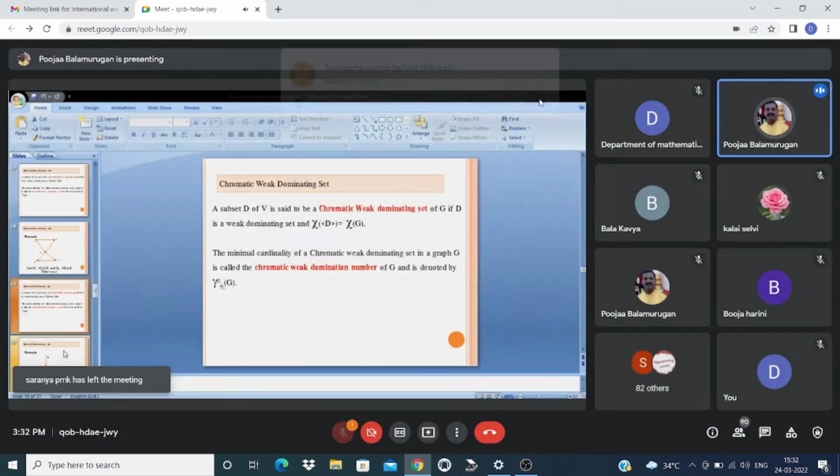So what is a chromatic weak minimal dominating set? A set D is said to be a chromatic weak minimal dominating set if D minus a singleton u is not a chromatic weak dominating set. So there is this idea, chromatic weak dominating set, right? Okay.